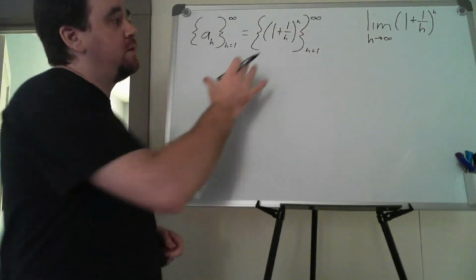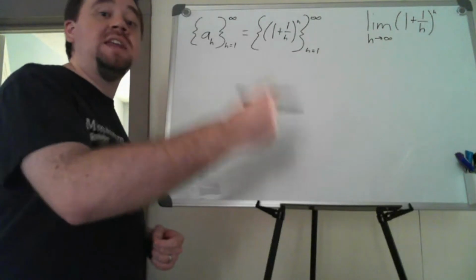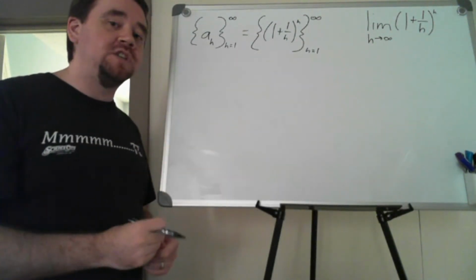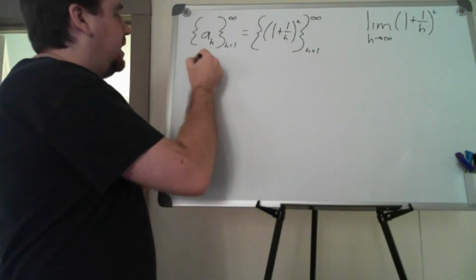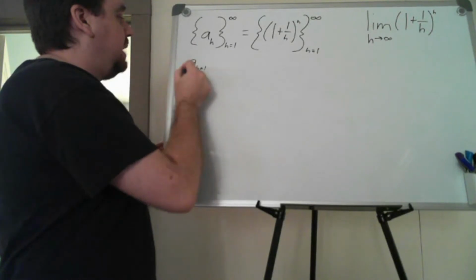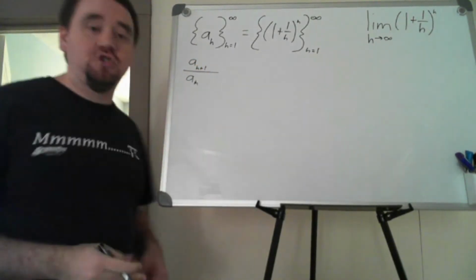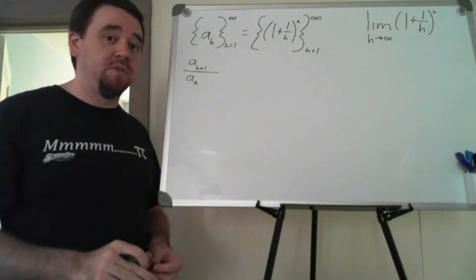Now, what I'm going to explore first is how any term in the sequence compares to the previous term. And we do that by using a ratio. And so I say, okay, I want to know what happens if I take a sub h plus 1 divided by a sub h. All I do is substitute, do some algebra, see what happens.